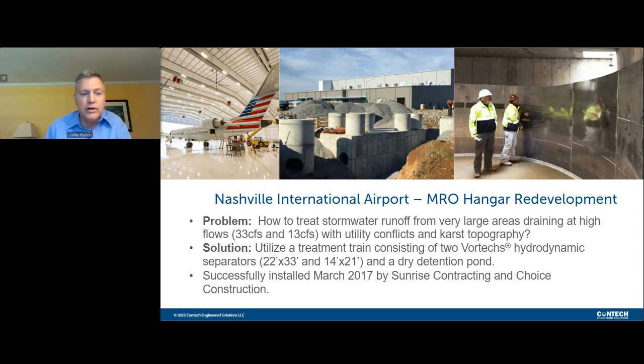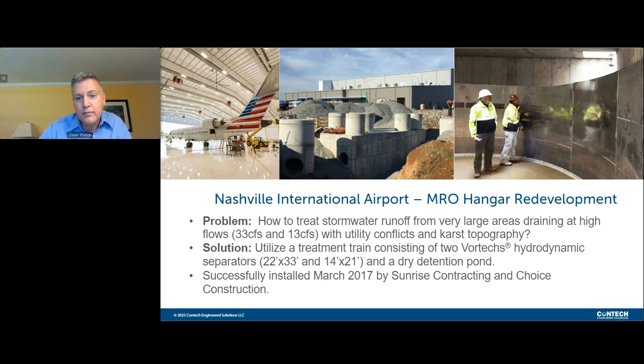And the problem they faced was how to treat stormwater runoff from a very large area draining at high flow, 33 cubic feet per second and 13 cubic feet per second, with utility conflicts and karst topography. And the solution was to utilize a treatment train consisting of 2 vortex hydrodynamic separators and a dry detention pond. A traditional designer may have looked at many multiple treatment devices scattered throughout the project site. However, with the utility conflicts and the unfriendly karst topography, Contech was able to work with the engineer to develop pretreatment with just two units.